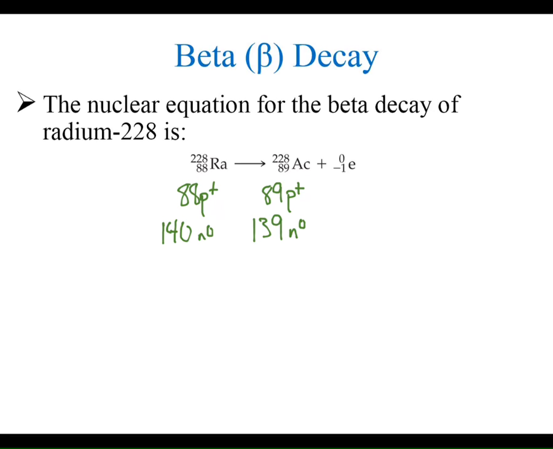Now, right now though, our charges wouldn't be balanced. I have 88 positives on the left, 89 positives on the right. So in order to make that the same, I have a negative electron. That negative 1 makes both sides 88 and 88 positives. So that's why there's a negative charge given off. But that's basically it. Because it adds up, right? 88, 89 and negative 1 is 88. 228, 228 and 0 is 228. It still works the exact same way. But remember that a neutron is turned into a proton.